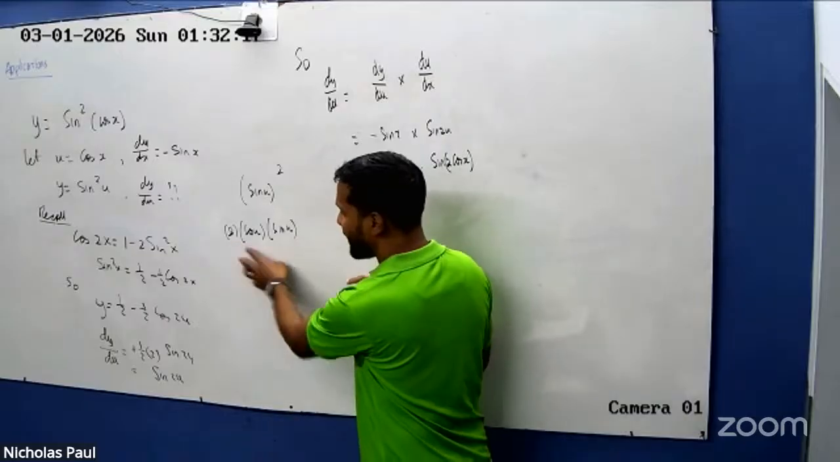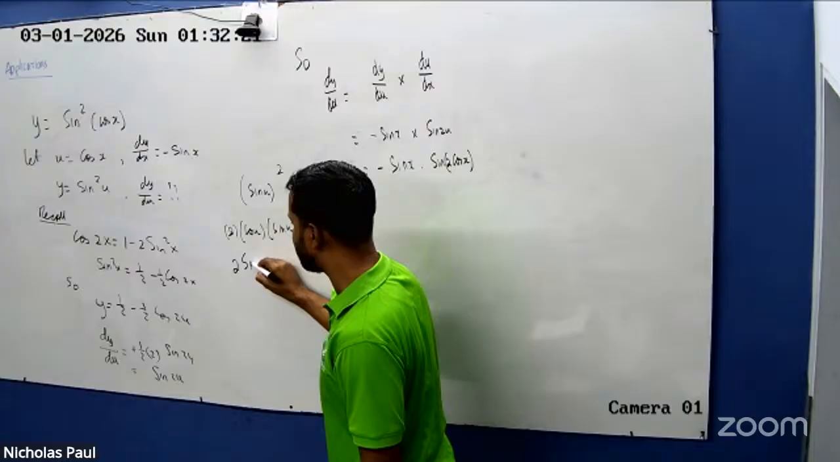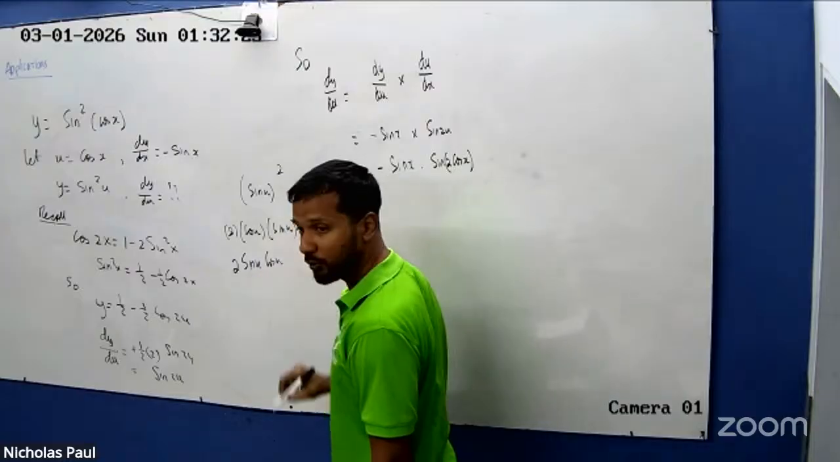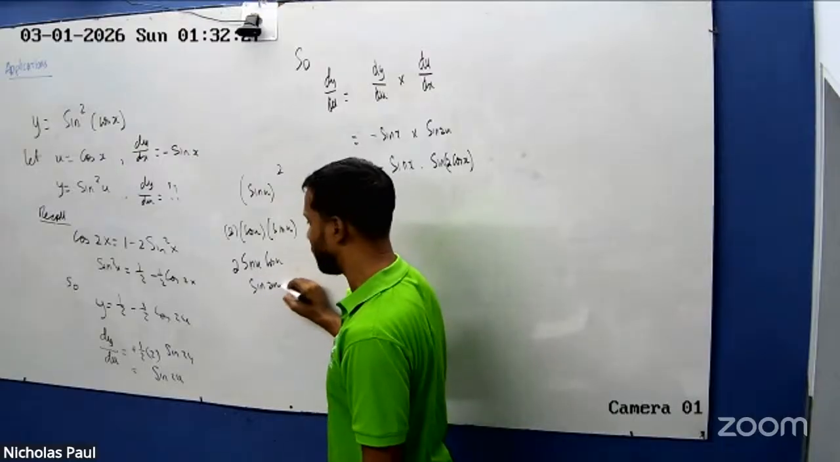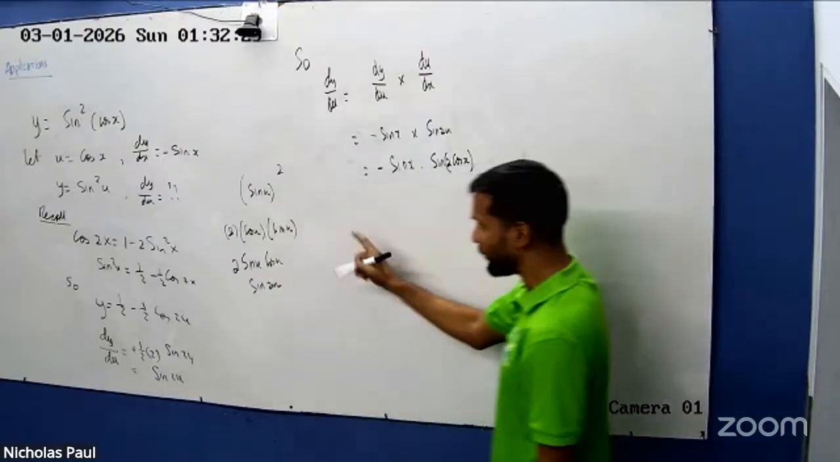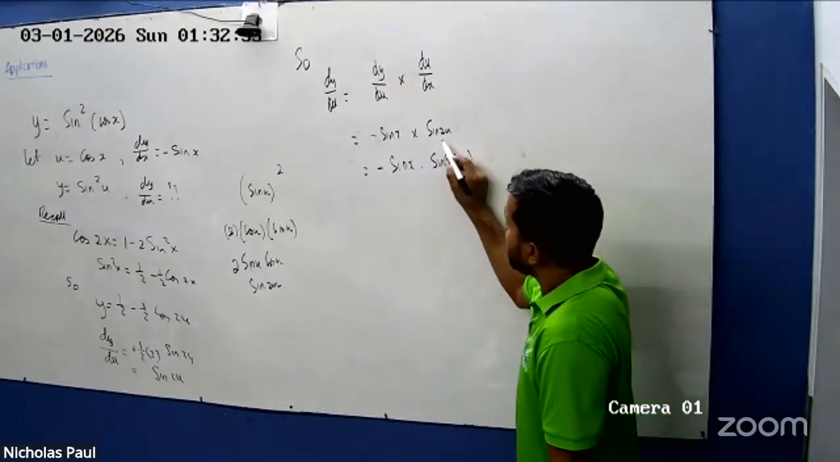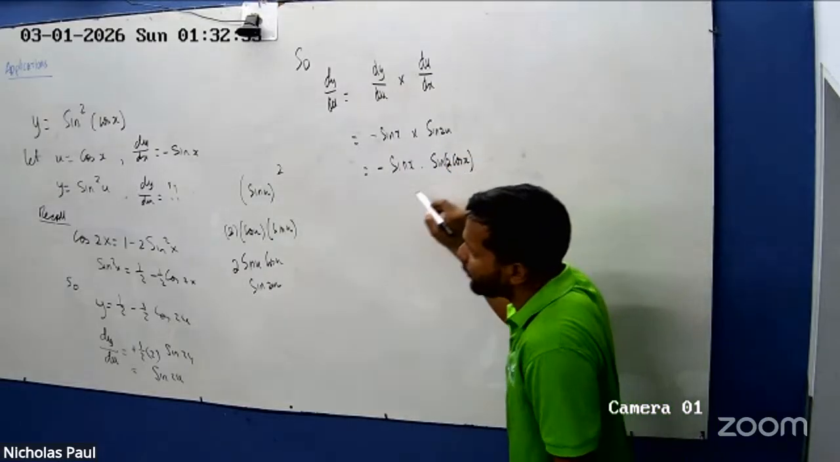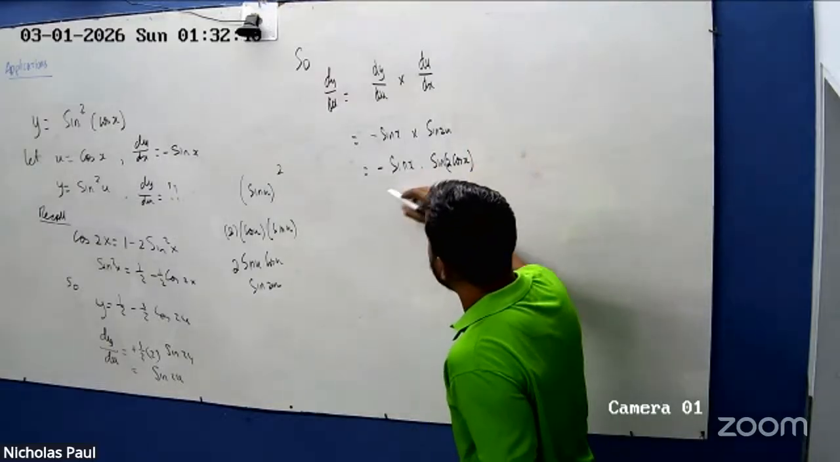You recognize what this is? Watch it good: 2 sine u cos u. And that's sine 2u. So I wanted to show you that it can work as well. Right, so that was sine 2u. I drop in u. My u was cos 2x multiplied by that.